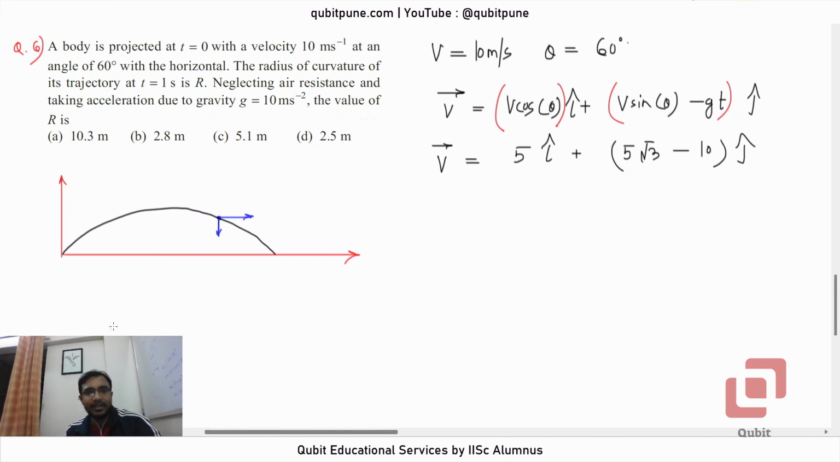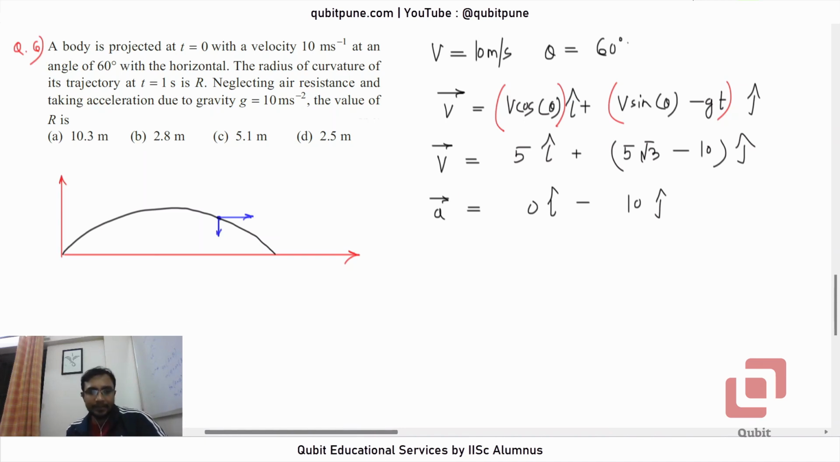Now, what do we want? We want the radius of curvature. What is a bar? A bar is forever a constant for projectile motion. It is 0 i cap minus 10 j cap.